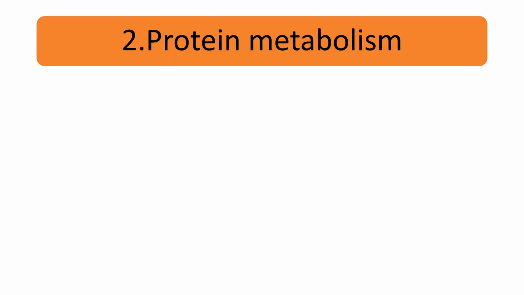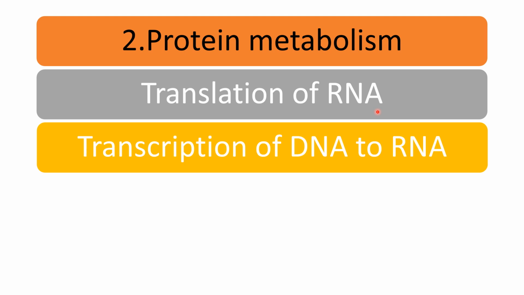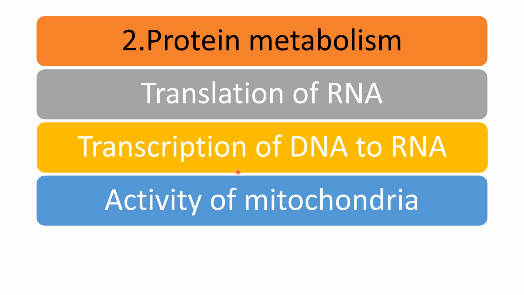The second function of thyroid hormone is that it increases protein synthesis at the cellular level. This increase in protein synthesis at the cellular level is due to the translation of the RNA, which increases the production of protein from the ribosome. The thyroxine also promotes the transcription of the DNA to RNA. That is also helpful for protein synthesis.